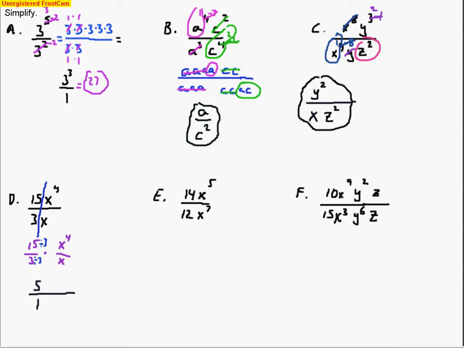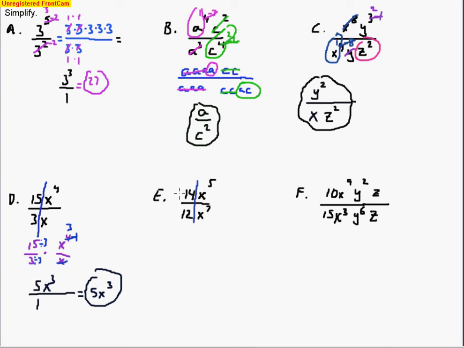Now let's see how many x's are left. Well, this 1x will cancel out one of the x's up on top, leaving me with 3 x's on top. And so that's what I would write down. I would have 5x to the third power over 1, or just 5x to the third power. And that would be our answer. Now, same sort of thing here. Again, you're treating this as two separate problems.